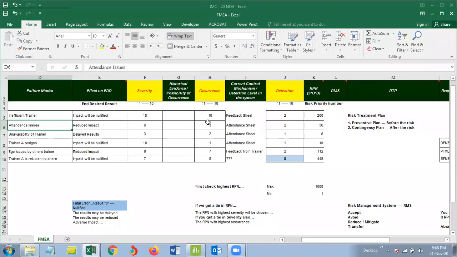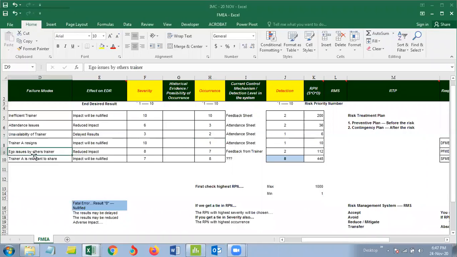Attendance issues: I won't say everyone will be not coming every day. Yes, there will be some days people won't come, so occurrence will not be very high. Some days people may not be able to come. Unavailability of the trainer: obviously the trainer won't be absent every day, so occurrence is less. Trainer A resigns: obviously, you can't resign every day. So only once, occurrence once.